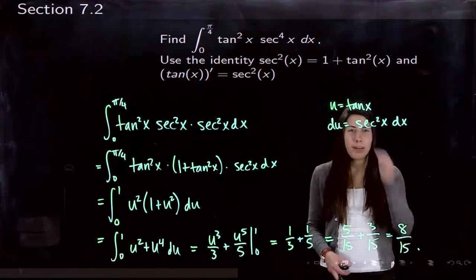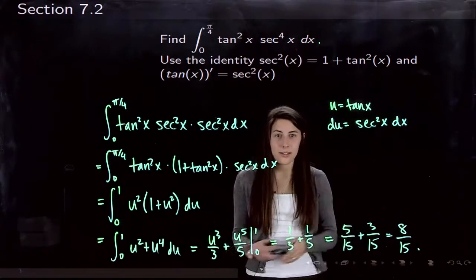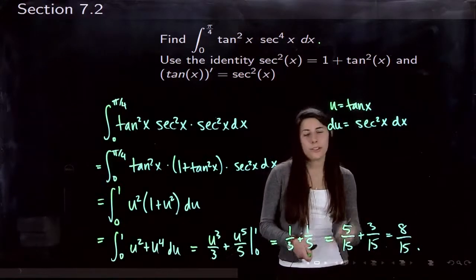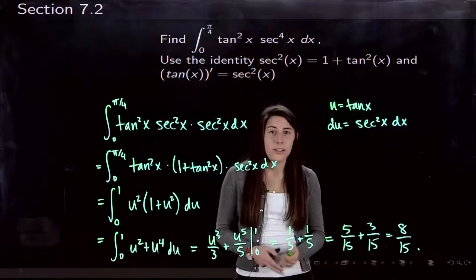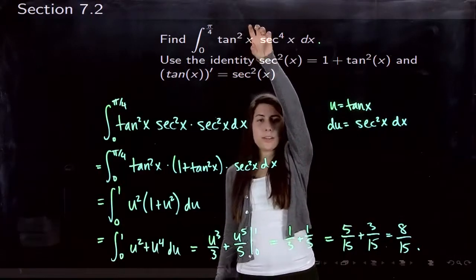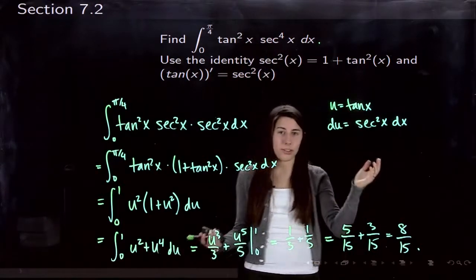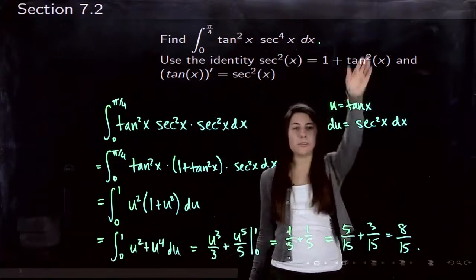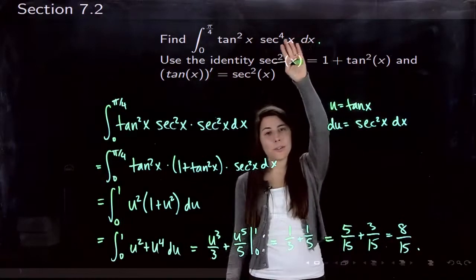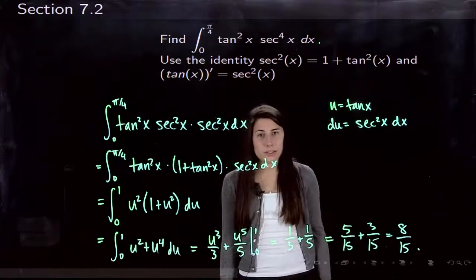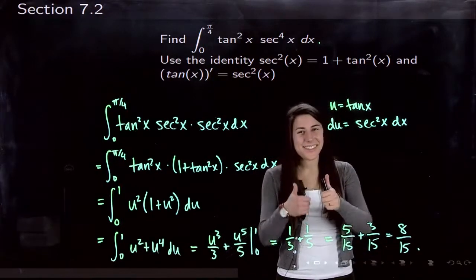I just want to make a note about why we chose tangent to be our u instead of choosing secant. So say that we chose u equals secant. The derivative of secant is secant tangent. We only had 2 tangents to start out with, so our du would be taking up one of those 2, and we'd only be left with 1 tangent, and that's not enough to use this trig identity to get everything in terms of secant. So the key is that secant was an even power, so we choose our u to be tangent. And that's how you do it.